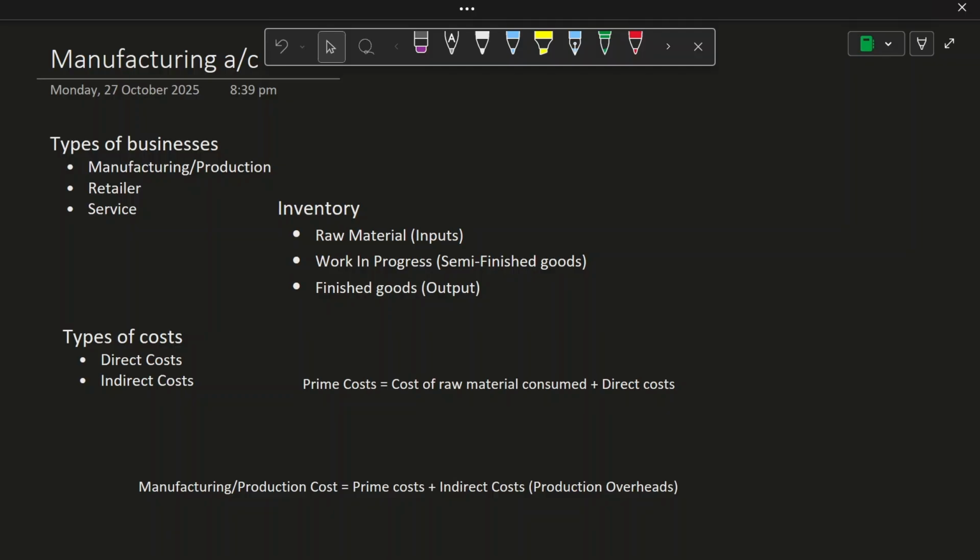And जो आपके manufacturing or production businesses हैं, they could primarily produce the product, or they may also, in the end, resell them. So they act as both a manufacturer and retailer. So we draft up a manufacturing account when we are dealing with the manufacturing or production businesses.